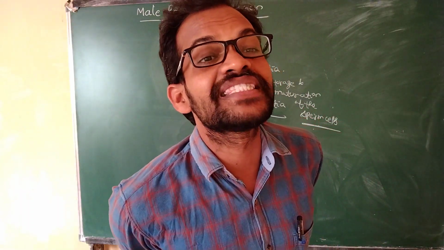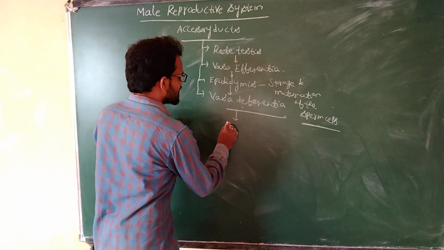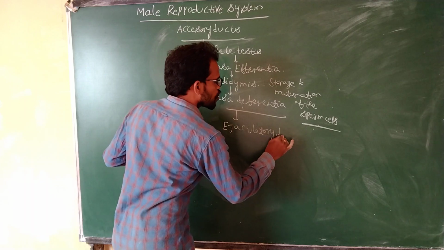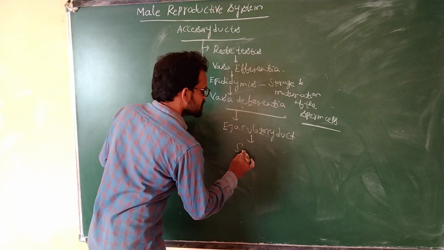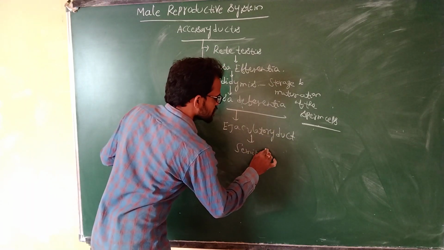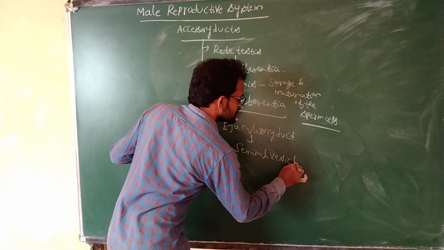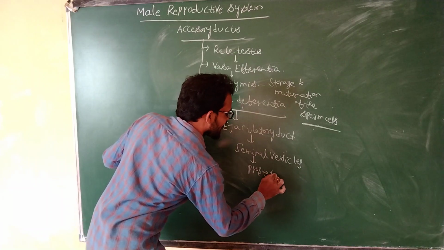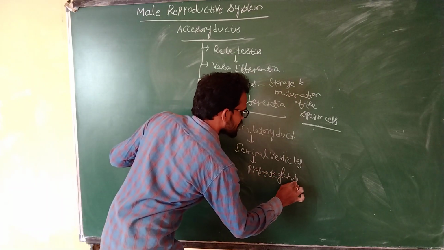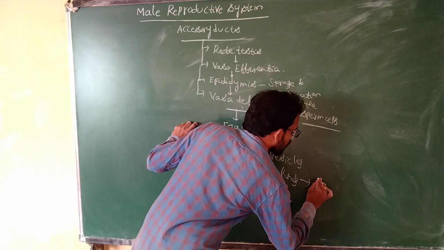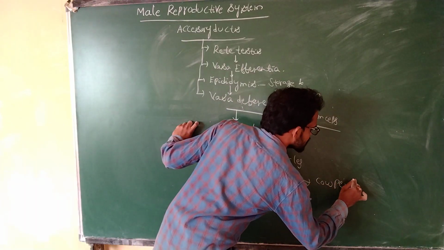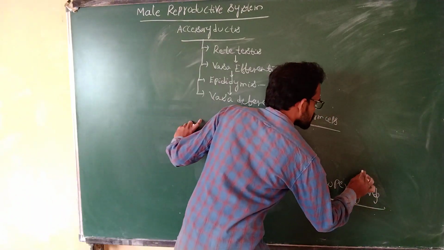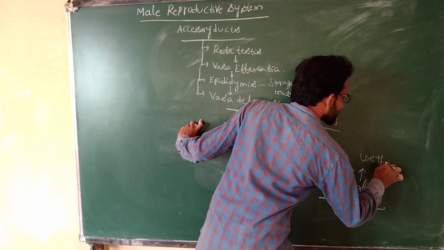Ejaculatory duct opens into the seminal vesicles. Seminal vesicles, these are glands. Seminal vesicles open into the prostate gland. The prostate gland opens into the Cowper's glands. What are these glands? Cowper's glands. The Cowper's glands open into the urethra.